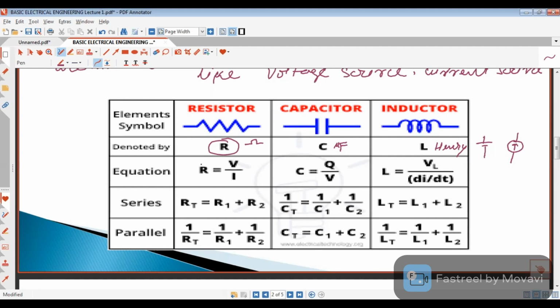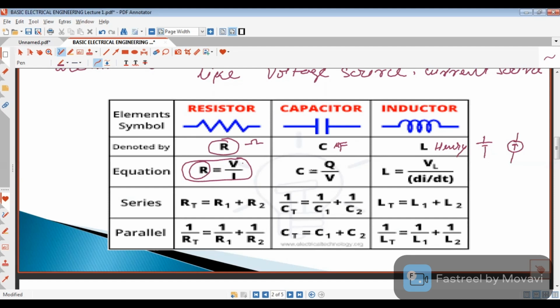And this is the equation for resistance, from Ohm's law, V by I. I will explain everything based on Ohm's law, V equals I R, in the coming lectures, where we will have to study certain analyses and certain laws. This law we will use very frequently, that is V equals I into R, Ohm's law.